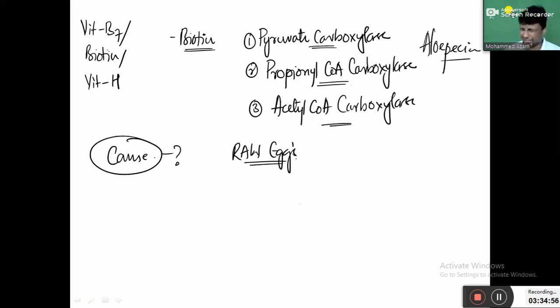Oh my god, raw egg. You know, some people don't love to fry the egg or boil the egg, sir. There are two methods for eating an egg: either fry the egg or boil the egg. Some people don't like that. They will just take the egg, break it and drink it.